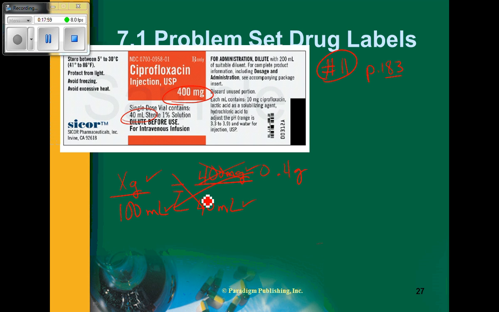You're going to cross multiply. Whatever you multiply the X by goes on the bottom. So 40 times X will be 40x. 0.4 times 100 would be 40. And it will equal out to be 1%, or you could have said 1 gram.